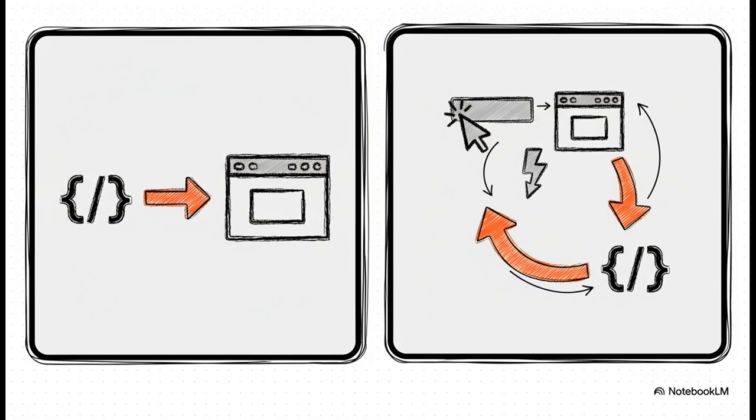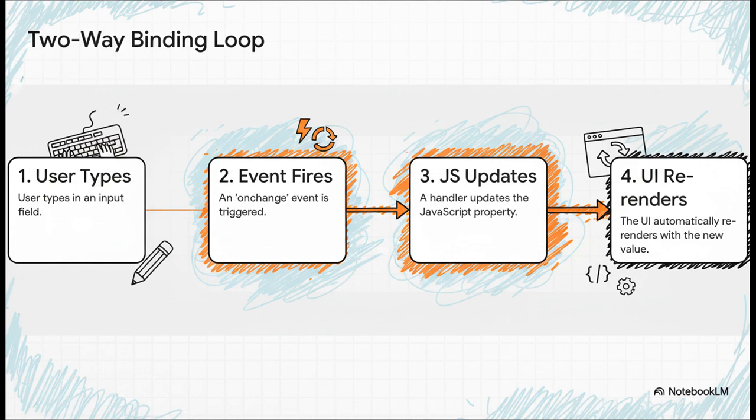Simple. But then you have two-way binding, and this is where it gets really cool. It's a two-way street. The user can actually change something on the screen, which sends that change back to the JavaScript, which then, in turn, updates the UI again. It's a full circle. And this shows that two-way loop perfectly.